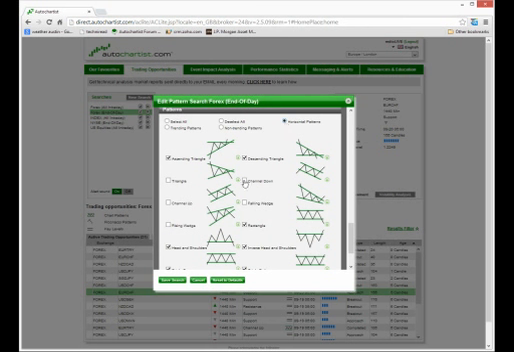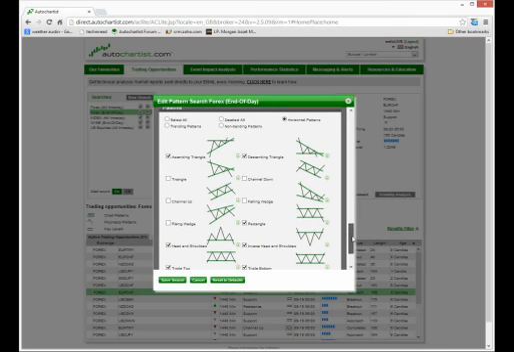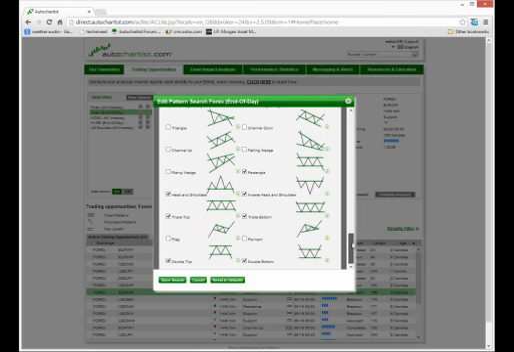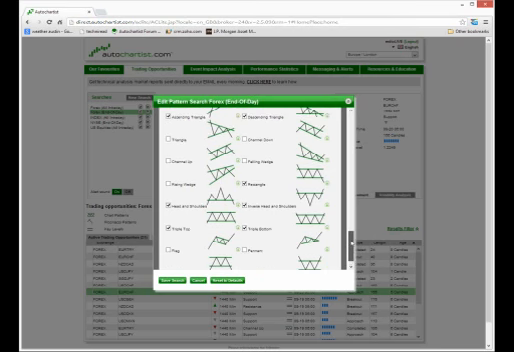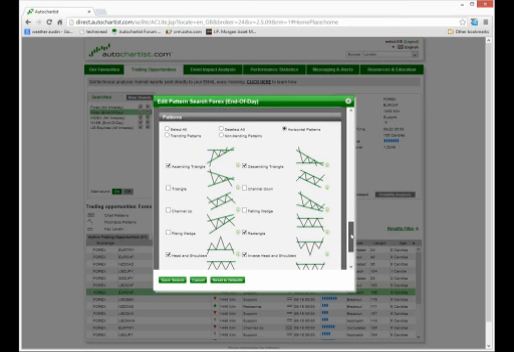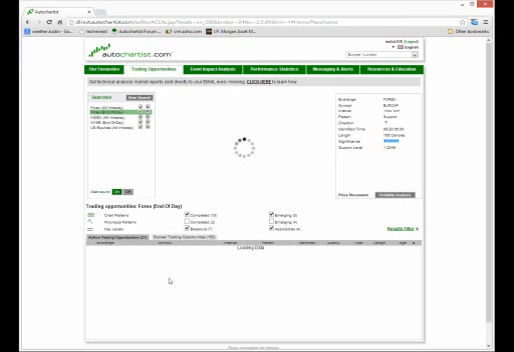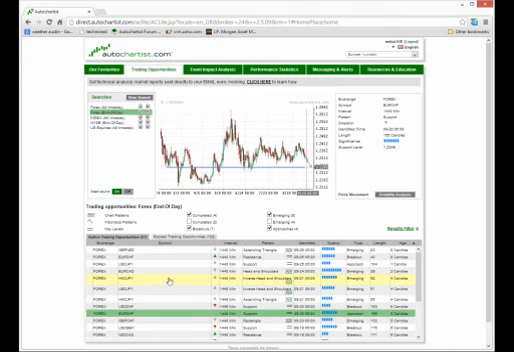It will eliminate the triangles, the channels, the wedges, everything that isn't formed around a horizontal support resistance level, right? So it will only leave the tops, bottoms, triple tops, triple bottoms, the head and shoulders, the ascending and descending triangles, right? So what you can do is save the search, and Autochartist will go back and search for those criteria. All right. Now, this will obviously take a little bit more time because it's a more intensive search on the database. But here it is.